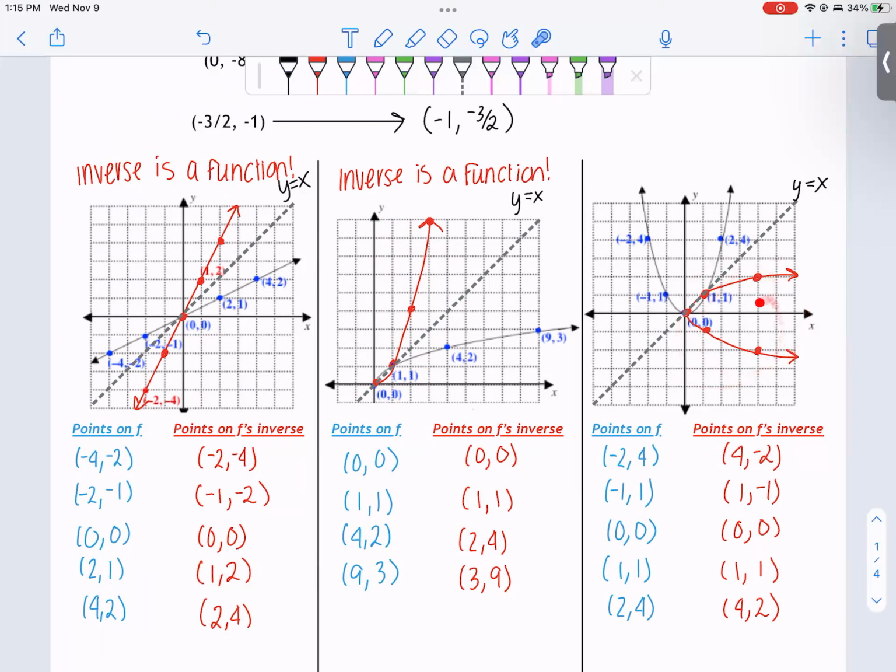But when we look at this one over here, if you were to draw a vertical line up and down, as vertical lines are, you'll see that these vertical lines are going to hit the graph in two places, meaning that this inverse that we drew is not a function. It is the graph of the inverse of this function. This guy right here is a function, but his inverse is not a function.